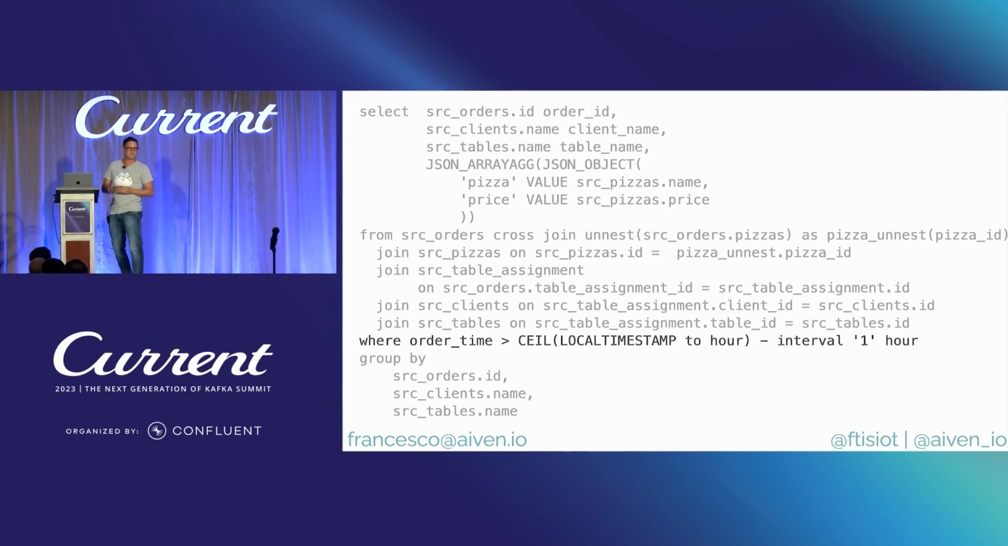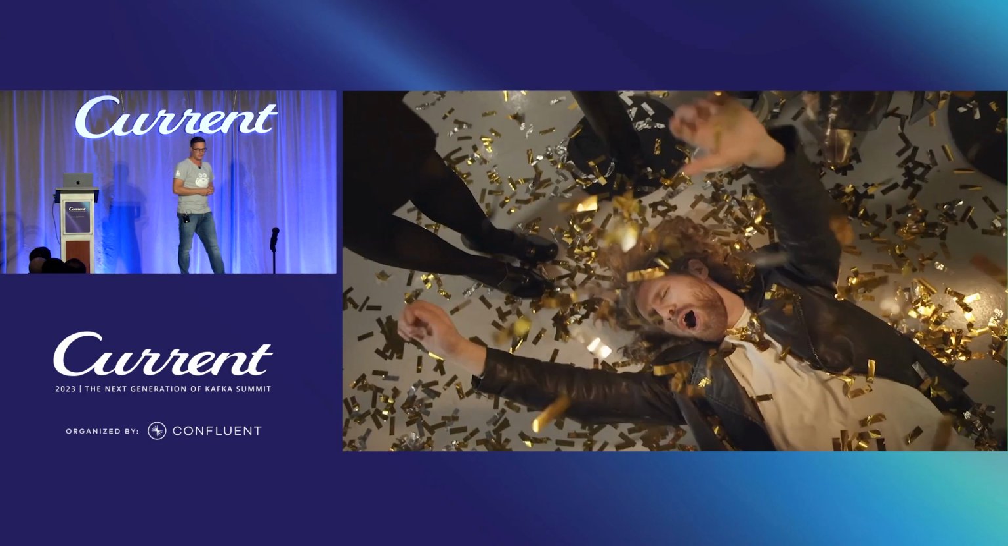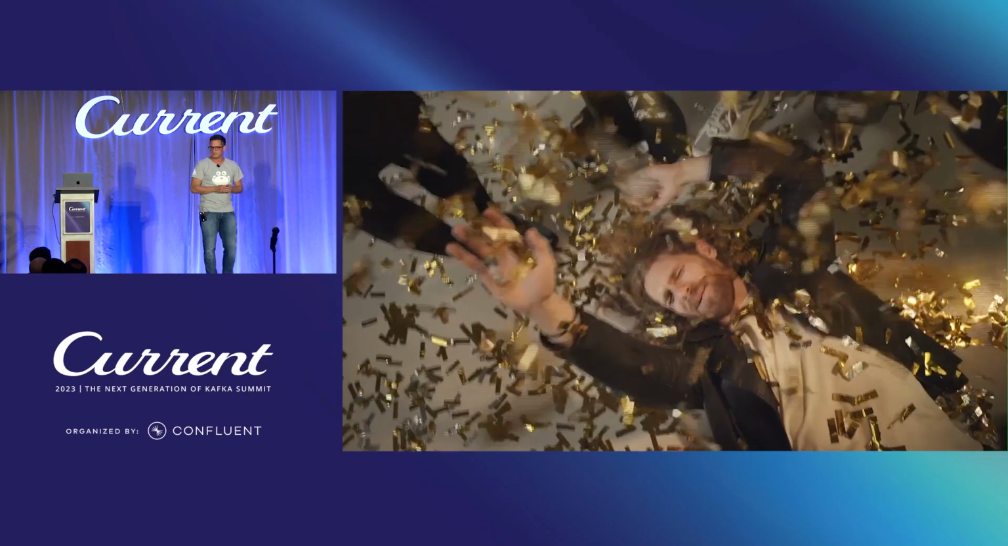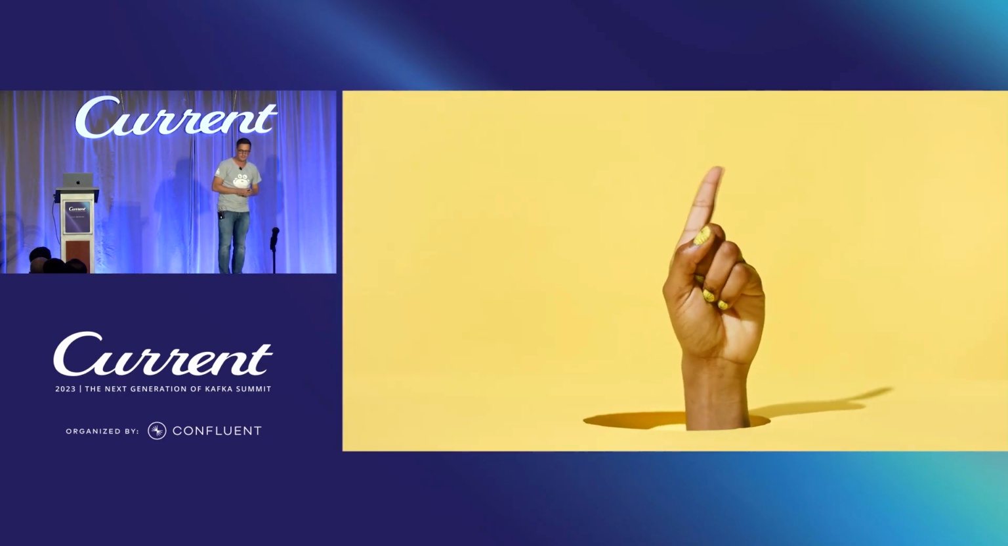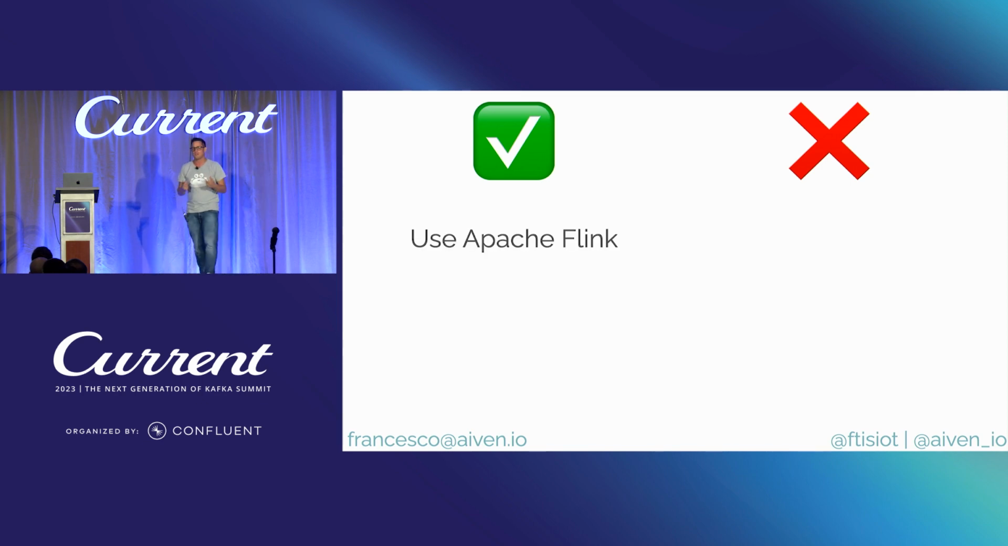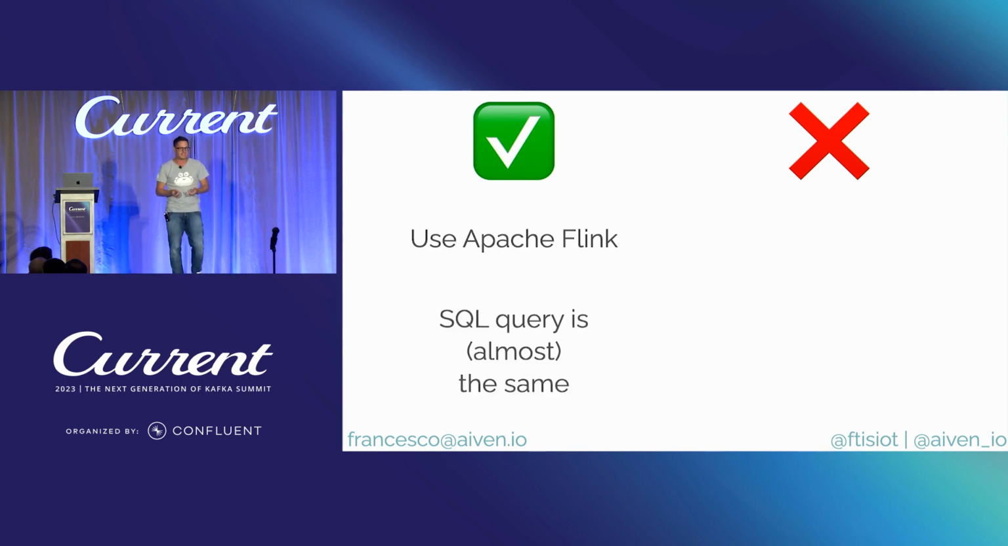So does this mean that we made it? That we already achieved streaming? That we are ready to party? Well, no, not really. I'm sorry to say that. Because yes, we are using Apache Flink, and yes, the SQL is almost the same that we had before. But the bad news is that if you're using a solution which is purely JDBC based, you are still in the batch world. You're not doing streaming.